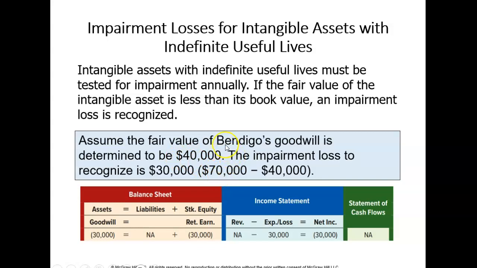With an impairment loss, it means there's a permanent decline in value, and we don't see that changing anytime in the foreseeable future. So if an asset has become impaired, we then have to make an adjustment. Now the goodwill account will be decreased by $30,000, retained earnings decreased by $30,000, and you'll recognize a loss on impairment, which is like an expense, in the amount of $30,000.